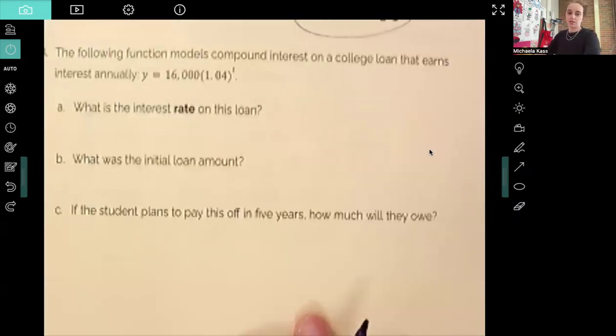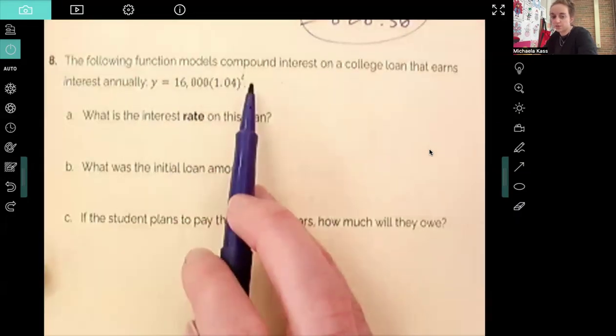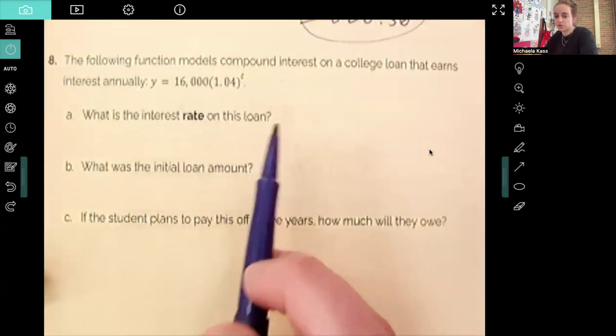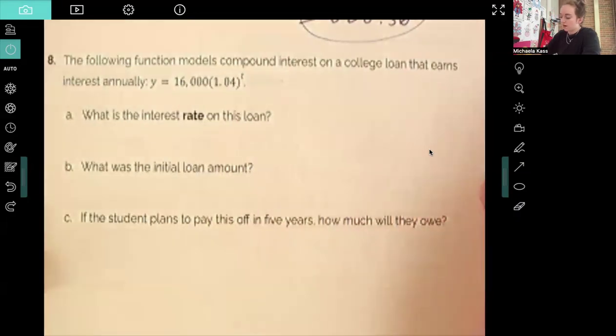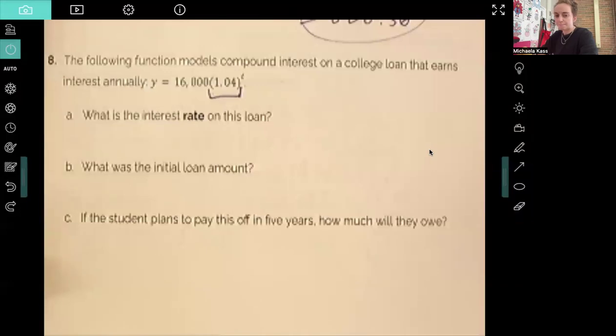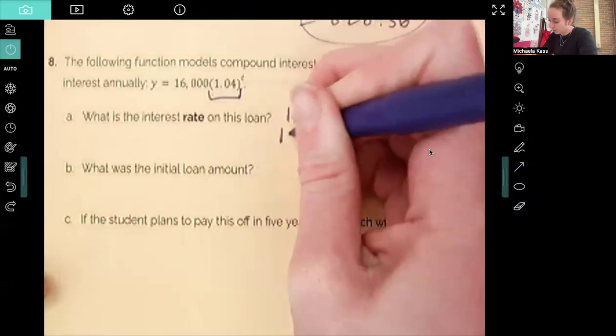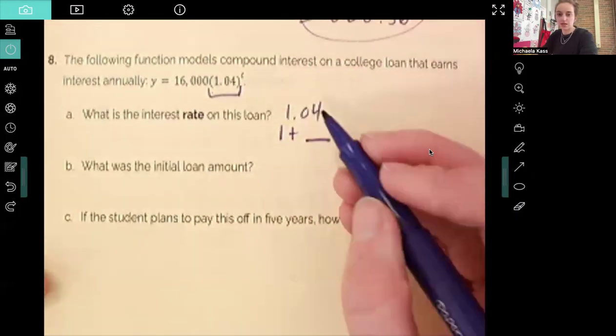All right, here we go. Last problem. The following function models compound interest on a college loan that earns interest annually. Okay, so this is our equation here. What is the interest rate on this loan? So I can see right now that this is my growth factor, and I know that I get this number by doing 1 plus something.